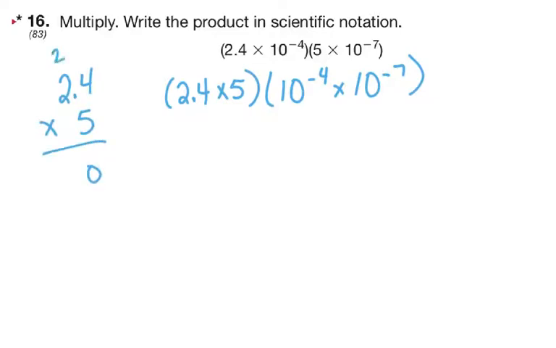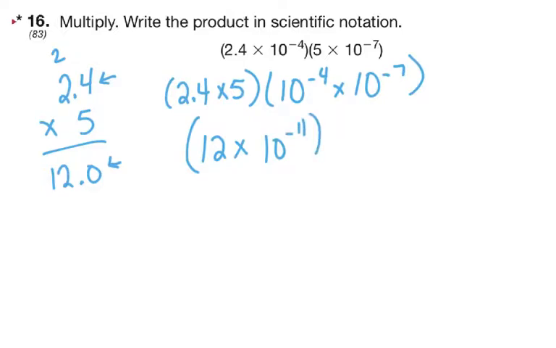5 times 4 is 20. 5 times 2 is 10. Plus 2 is 12. You have one number after the decimal there, so you need 1 in your answer. So that ends up being 12 times 10. -4 plus -7 is -11.